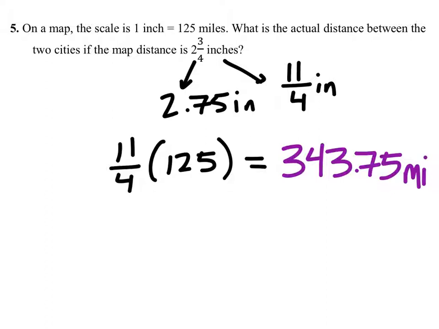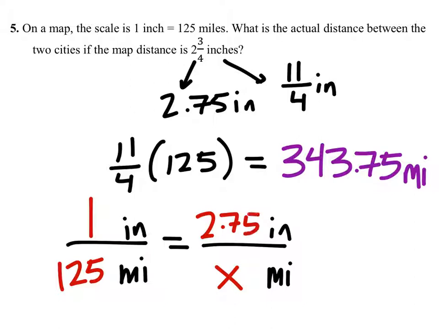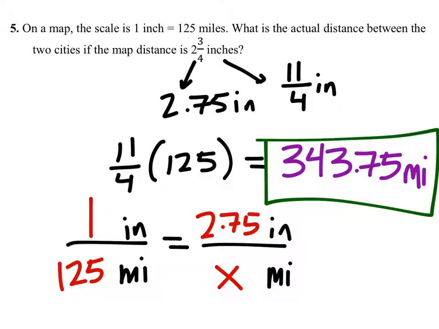The other way to do this is to set up a proportion, and we got inches and miles, and then we got inches and miles. So this is specifically 1 inch in 125 miles. So how many miles would 2.75 inches be? And you could use the fish method to solve it. You'll get the same answer either way. And that's our answer right there.